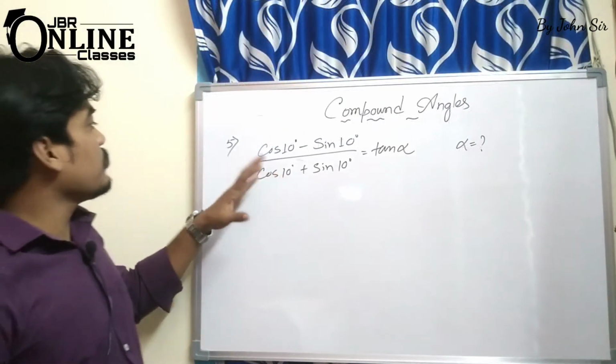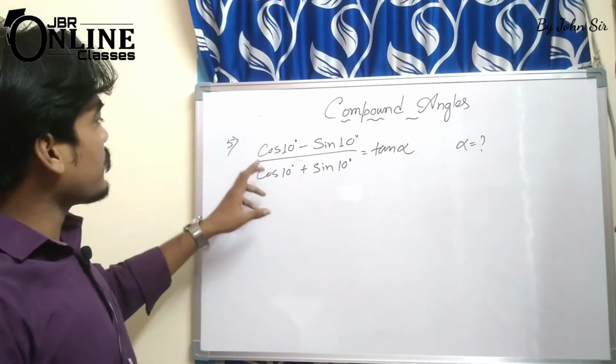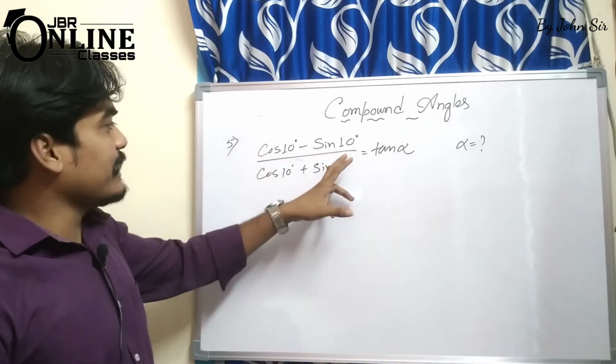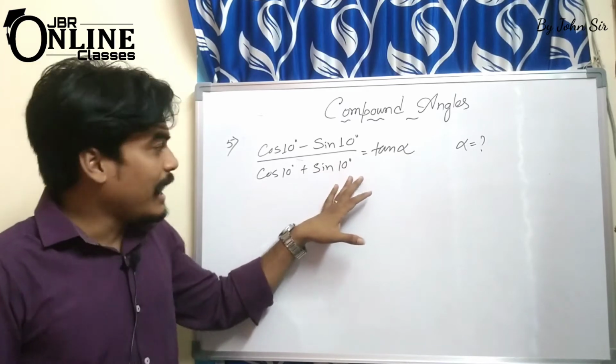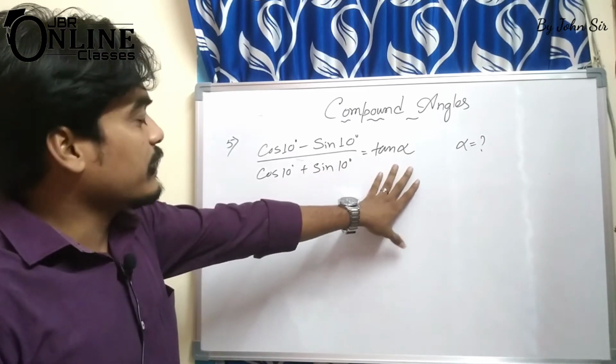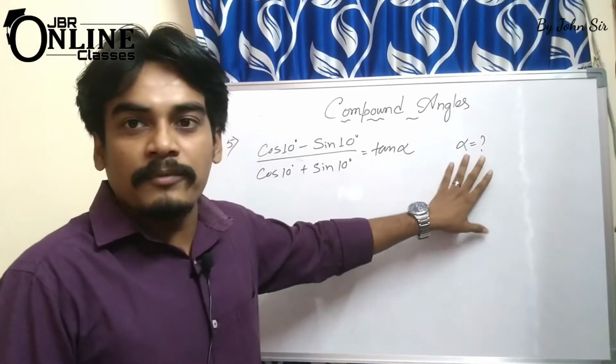So here the next problem number 5. In problem number 5, cos 10 degree minus sin 10 degree divided by cos 10 degree plus sin 10 degree, and that equal to tan alpha. Now we have to find out the value of alpha.